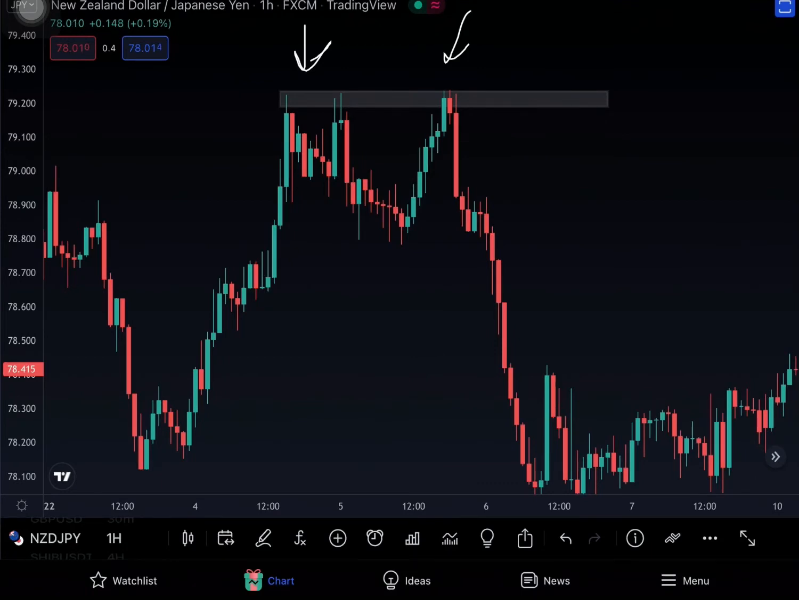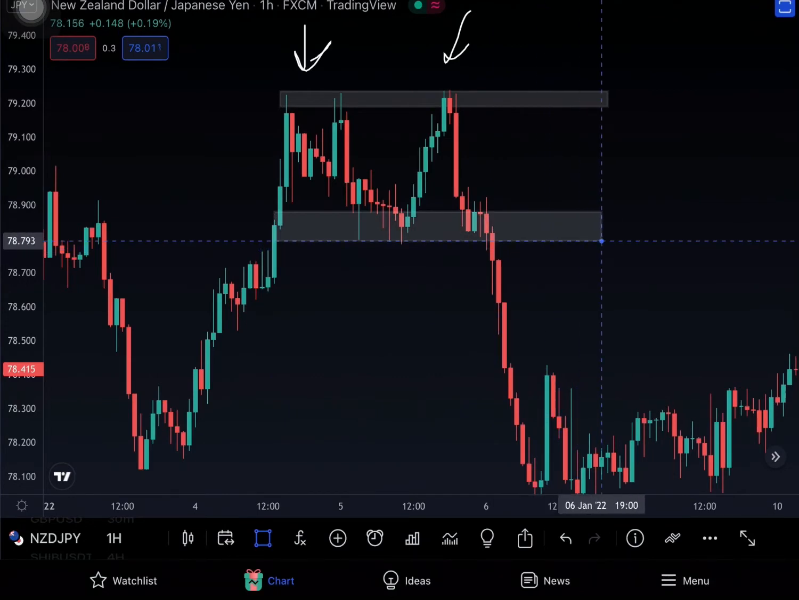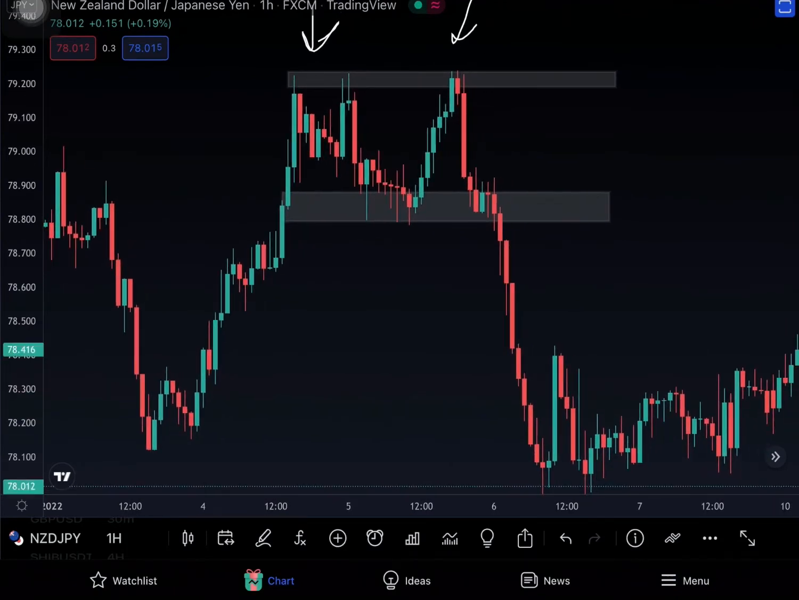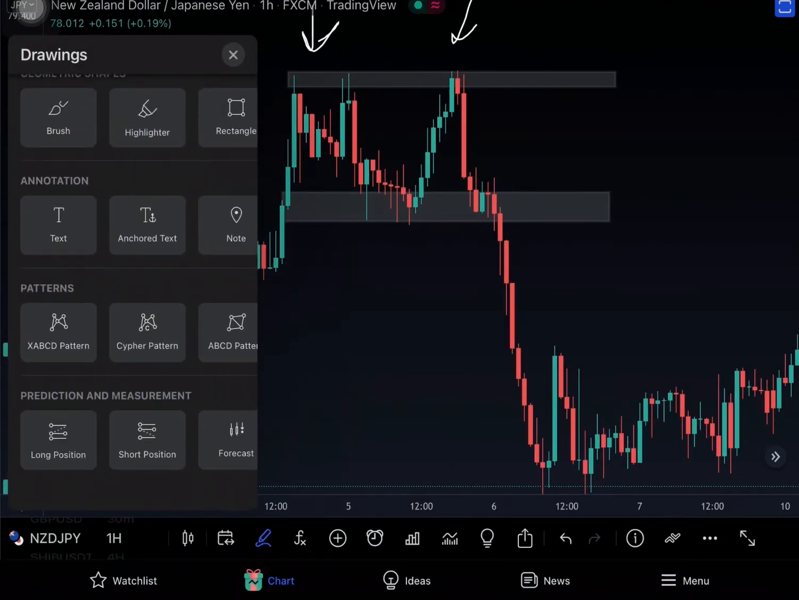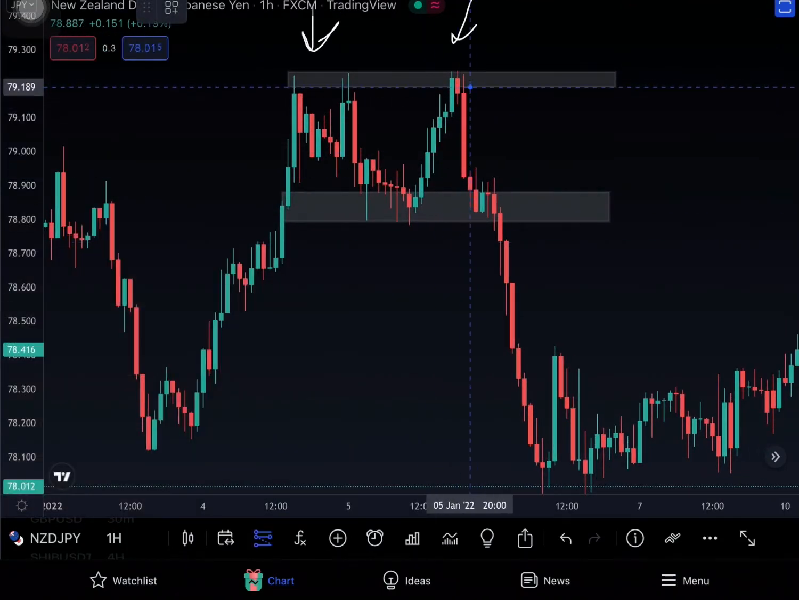Okay, so where should we enter? We have a neckline here. The neckline is the place touched by the first top, which creates something like a shoulder. Okay, so this is our neckline. Where should we enter? We should enter at the second top in here.